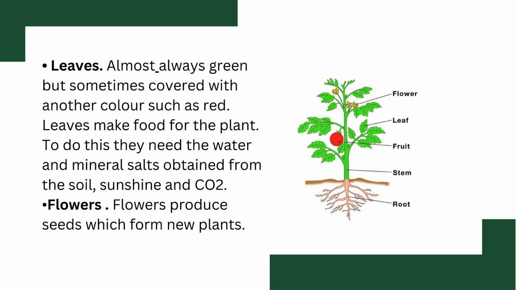Leaves, almost always green but sometimes covered with another color such as red. Leaves make food for the plant. To do this they need the water and mineral salts obtained from the soil, sunshine, and CO2. Flowers. Flowers produce seeds which form new plants.